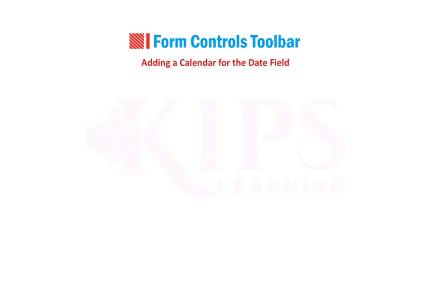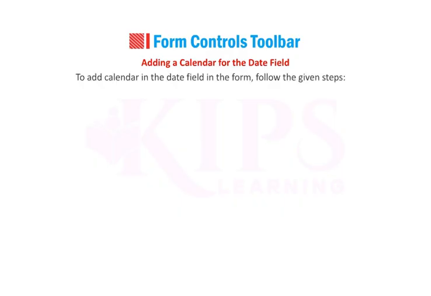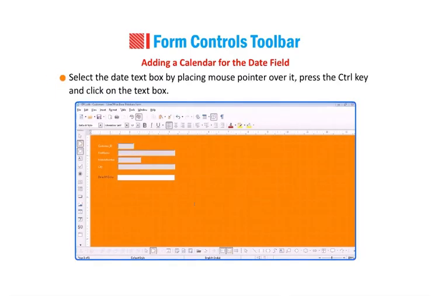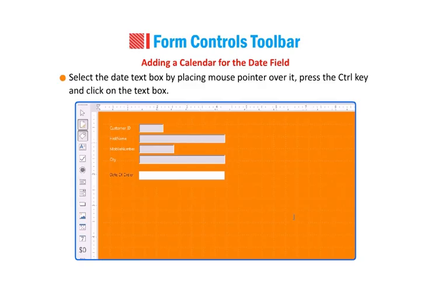Adding a calendar for the date field. When filling out a form online, a calendar generally appears in the date field. The calendar helps the user fill the date easily by choosing from it instead of typing in it. To add calendar in the date field in the form, follow the given steps. Select the date text box by placing mouse pointer over it. Press the Control key and click on the text box.